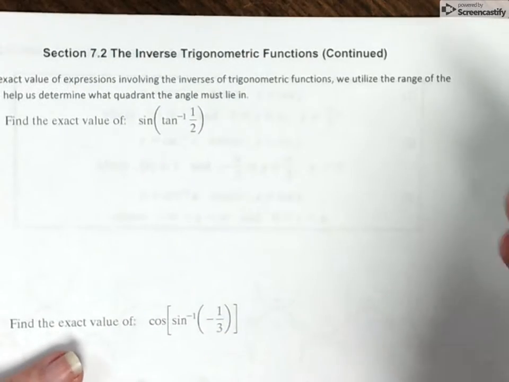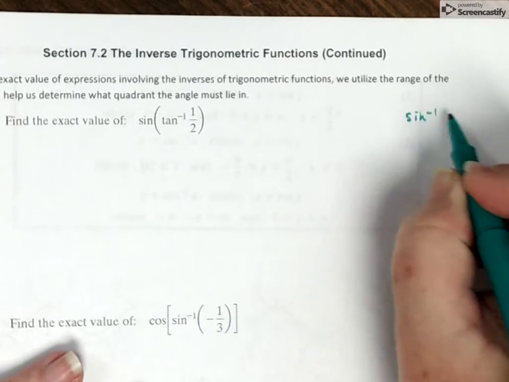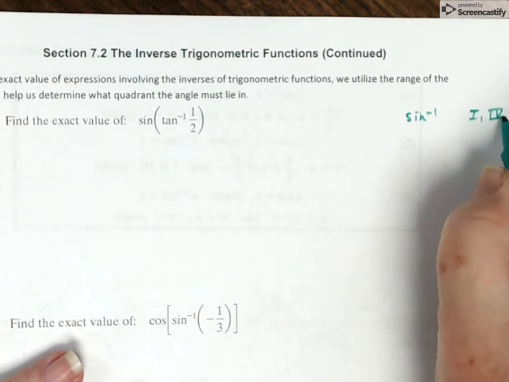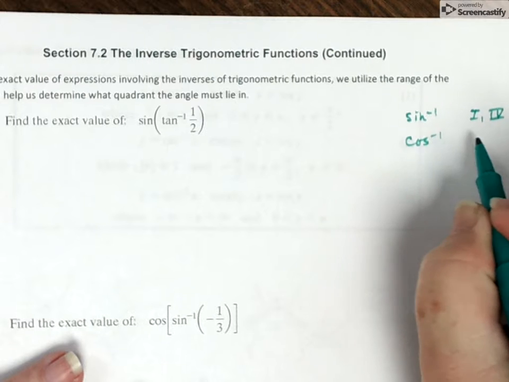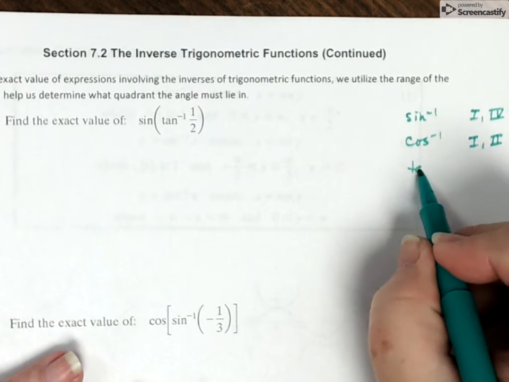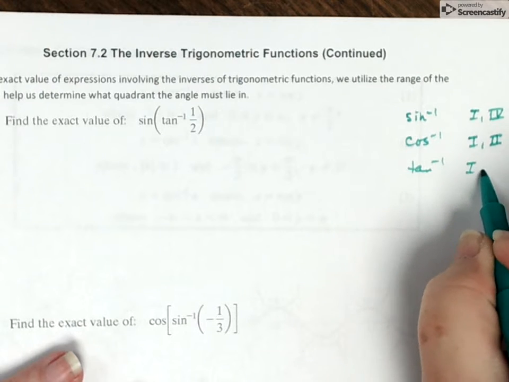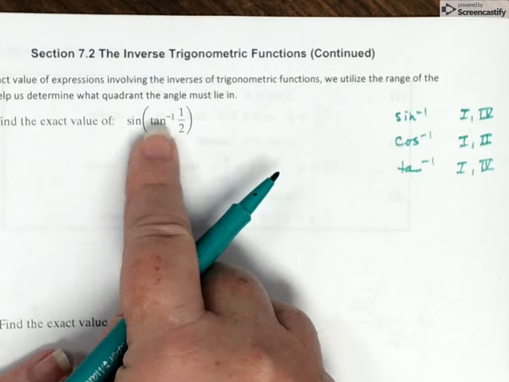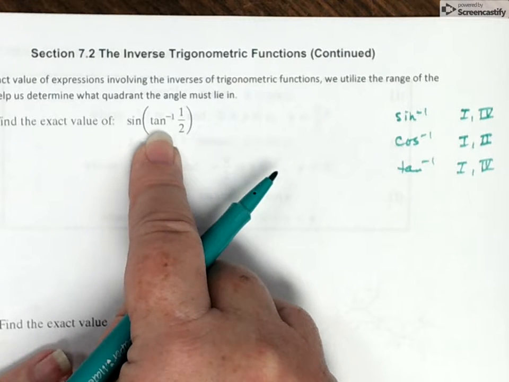Remember that sine, or inverse sine, can only use quadrants 1 and 4. Inverse cosine used quadrants 1 and 2, and inverse tangent used quadrants 1 and 4. Well, since these both use the same quadrants, this problem's really not going to be any more difficult than any other problem we've worked with.